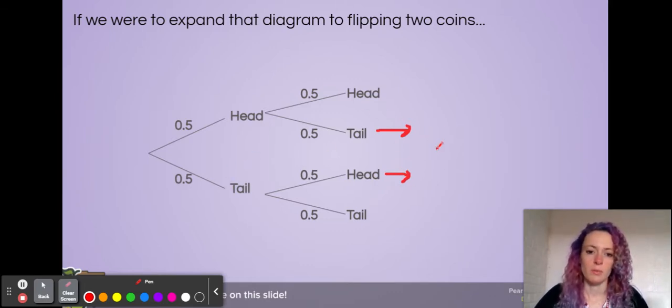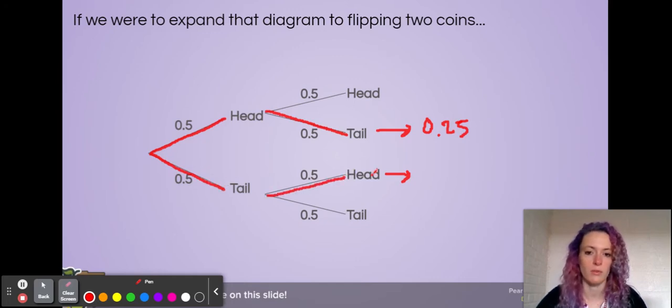In order to figure out those particular probabilities, what we do is we multiply the probabilities from the branches. So 0.5 times 0.5 gets me 0.25. And same deal with the tails and then heads. So 0.5 times 0.5 still gets me 0.25.